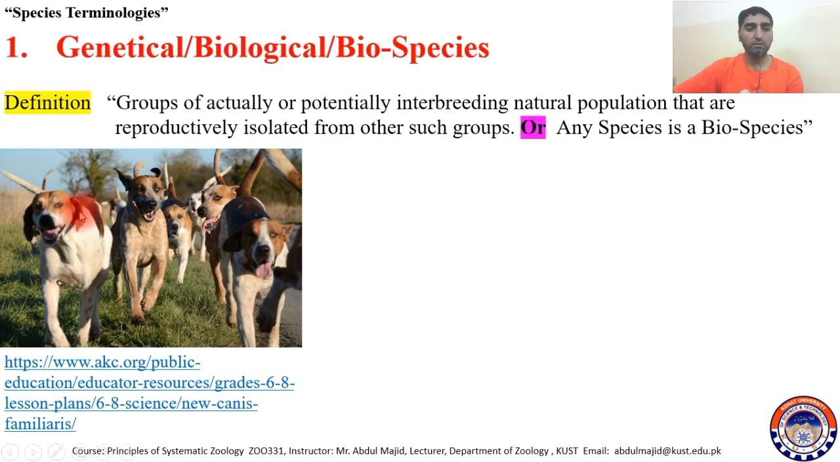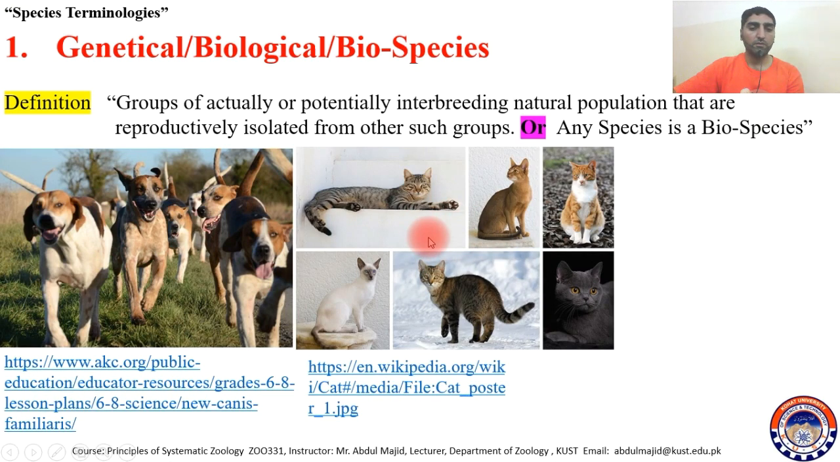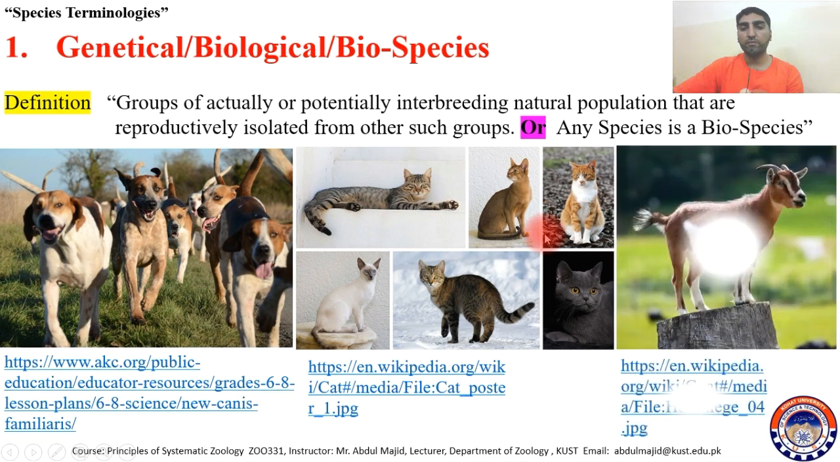Let's take an example of dogs, Canis familiaris, cats, Felis domesticus, and goats, Capra hirsutus. For example, if there is a group of dogs living in Kohat and another group of dogs living in Lakki Marwat. The group of dogs living in Kohat are actually interbreeding with each other and producing fertile offspring. So that's a species. But the other group is living in Lakki Marwat, so they cannot interbreed with each other because they are very far away from each other. So they are not actively interbreeding, but they have the potential.